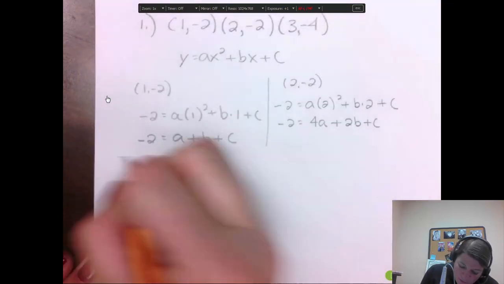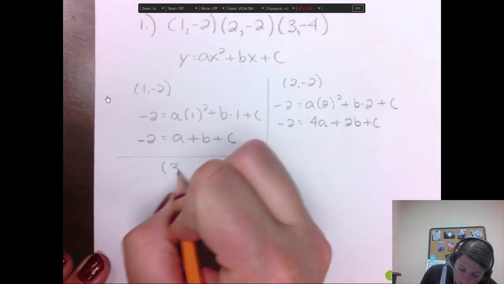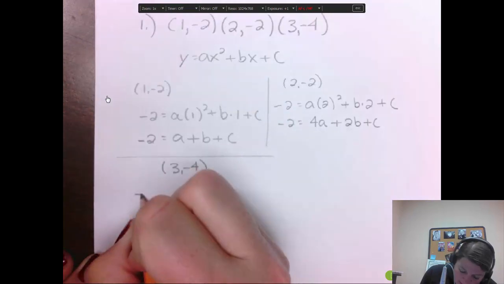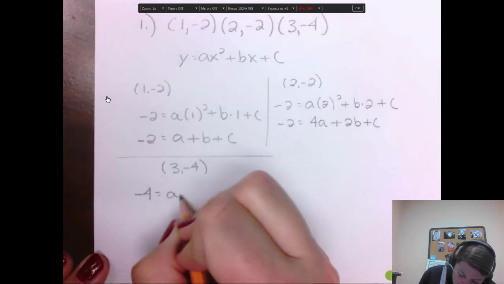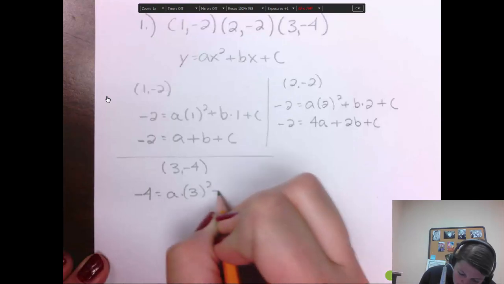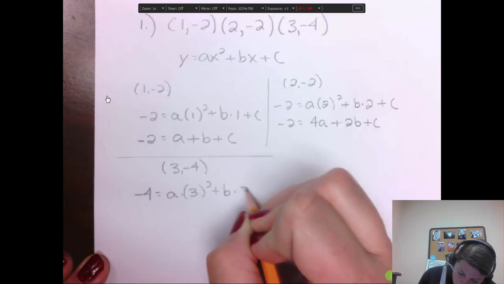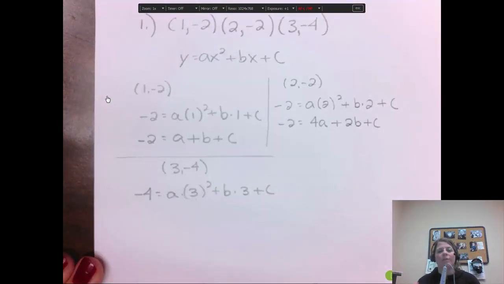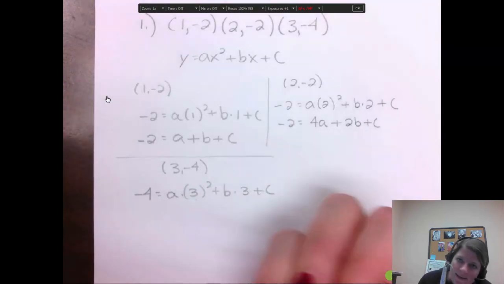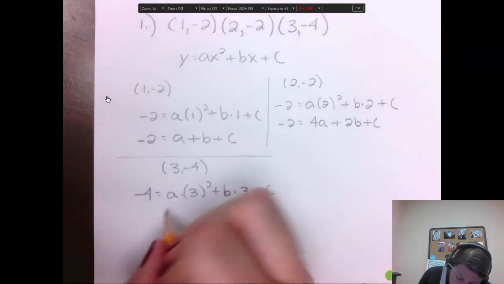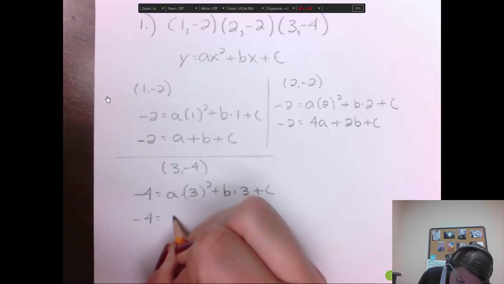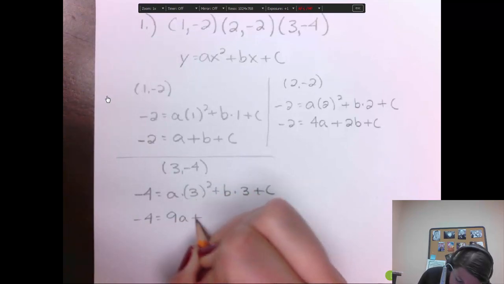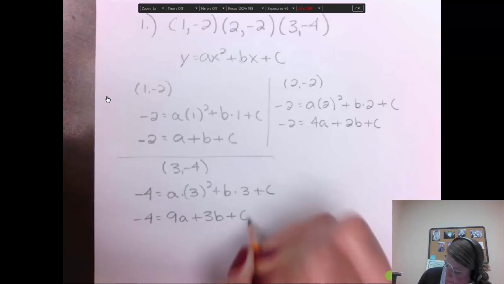And for our third equation, we'll use the last one, (3, -4). So we have -4 equals a times 3 squared plus b times 3 plus c. Now be careful. Notice I put the 3 in parentheses. I've said this over and over: every time you have a square, use the parentheses so you put it in the calculator right, especially if it happens to be negative, so that you get a positive when you square it. So 3 squared is 9, and this one becomes 9a plus 3b plus c.